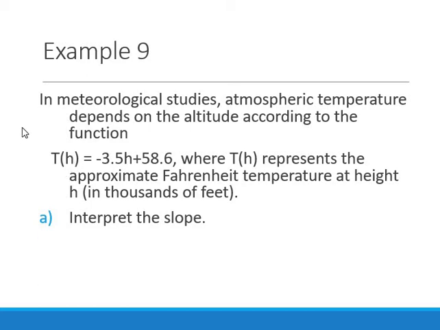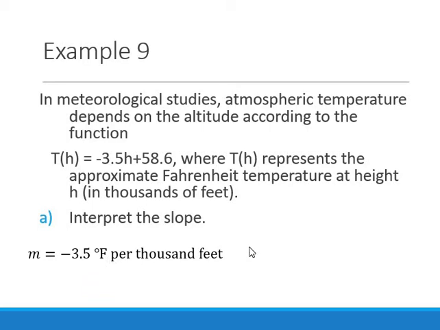So T of H is equal to negative 3.5 H plus 58.6, where T of H represents the approximate Fahrenheit temperature at a height H in thousands of feet. It's going to have multiple parts, but first of all, interpret the slope. So numerically, it's negative 3.5. It's in y equals mx plus b form, but we're using h for the variable. So my slope is negative 3.5, and my units are the units on my output over the input, which would be degrees Fahrenheit per 1,000 feet.